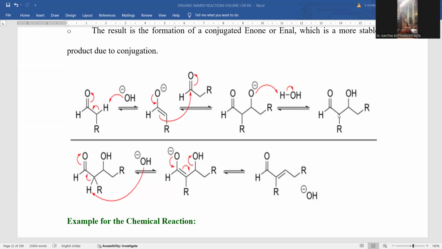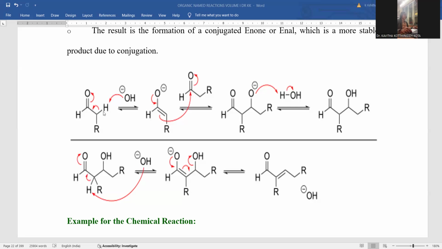With respect to the functional group, the exact adjacent position is called alpha, and the next position is called beta. At this beta position, the OH group resides. Hence, we can say a beta hydroxyaldehydic compound is originated, right? So this is the way the mechanism is clearly manifested.